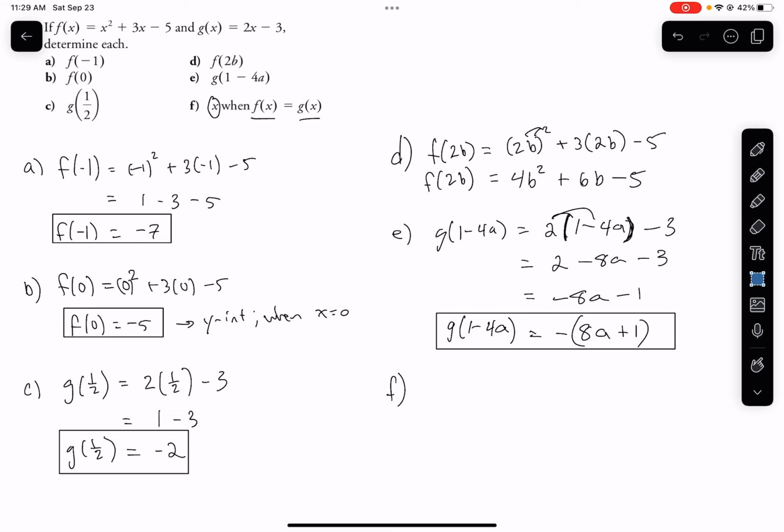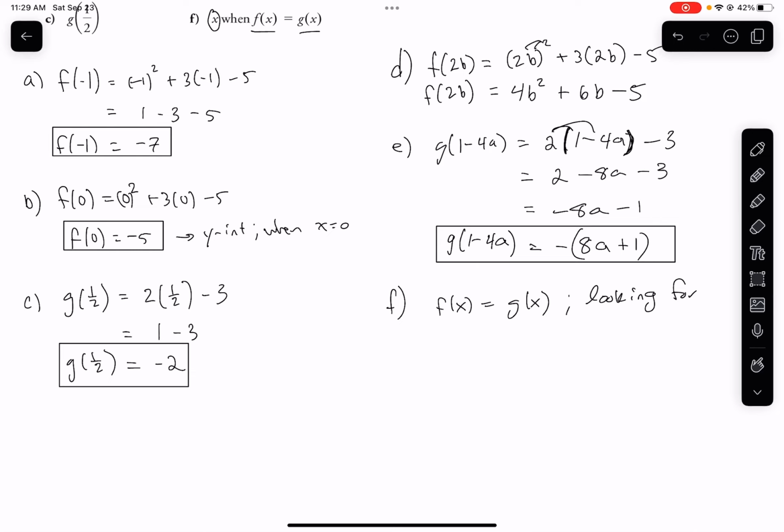Okay, so what we're going to do is write down f of x is going to equal g of x, and we're looking for the value of x that makes this happen. This is probably the hardest part of question 4, which is why I'm doing it as a separate video.